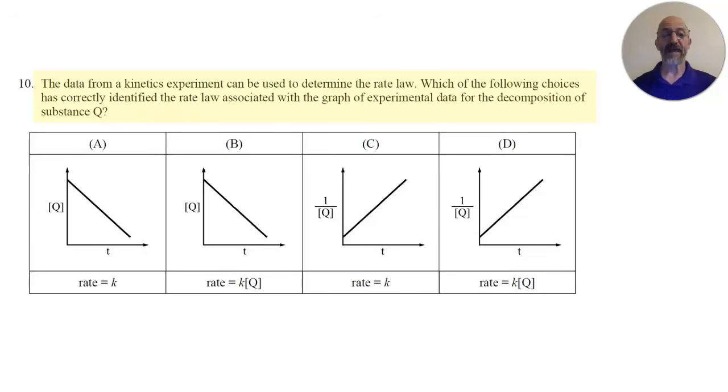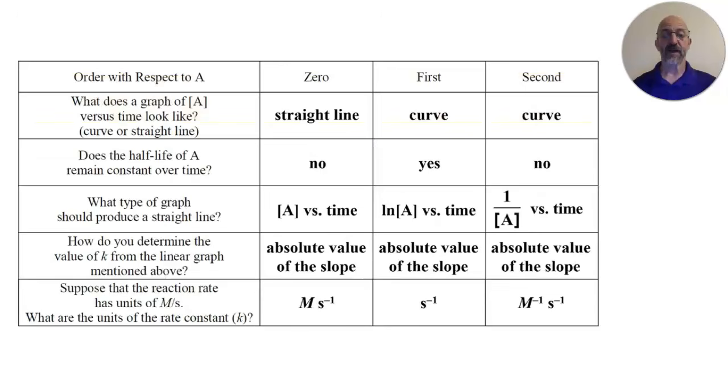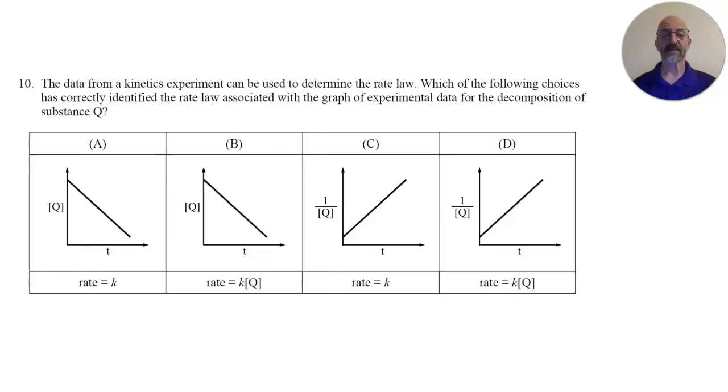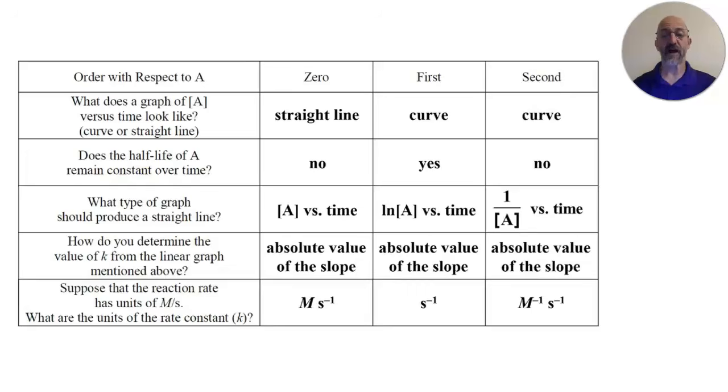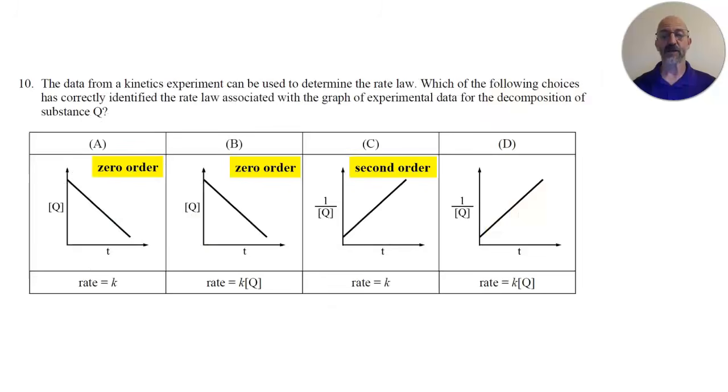Now, because choices A and B show concentration versus time as linear, and there's that summary information that I showed you earlier, if I see concentration versus time, and it's linear, then that would be zero-order kinetics. So I'm going to label the first two graphs as zero order. Now, what about reciprocal of concentration versus time? Well, that would be second order if that particular plot is linear. So reciprocal of concentration versus time is linear, it would be second order.